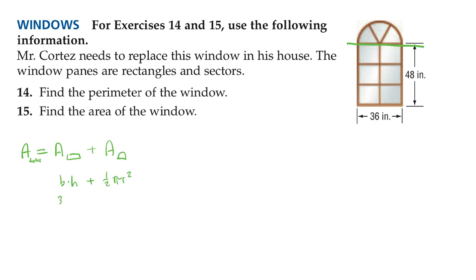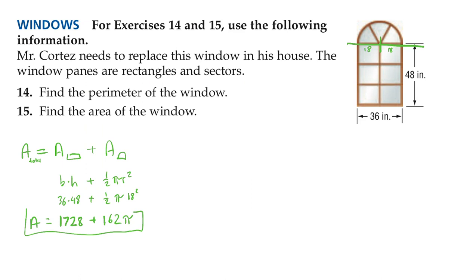So that's 36 times 48 plus 1/2 of pi. And then we need the radius. So the radius here is half of the 36. So we have 18 and 18. So pi times 18 squared. So just figuring that out, 36 times 48, that's 1728 plus, and then 18 times 18, and divided by 2, that is 162 pi. All right, so that's the area.